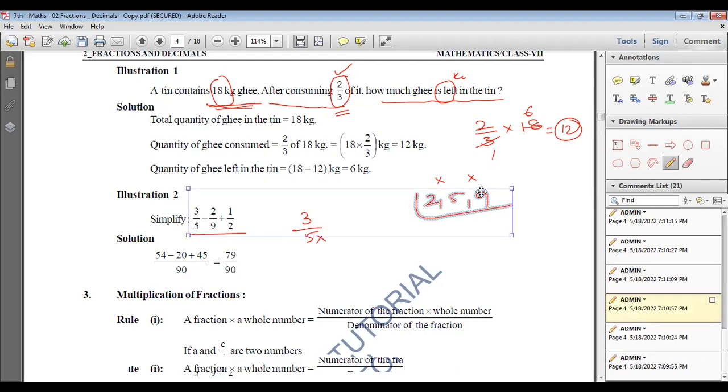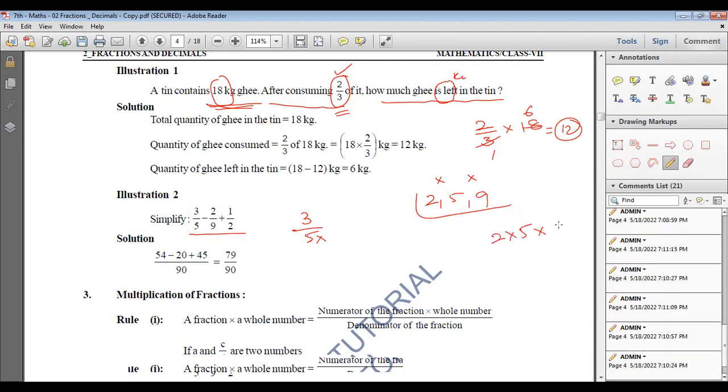In this case, especially what happened here. 2 into 5 into 9, this is our LCM. But here denominator 5 is there. You just drop 5, then you multiply these two. This is 18. So I should multiply the first fraction with 18.